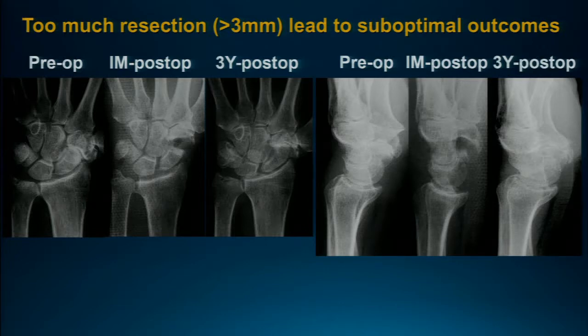But too much resection, more than 3 millimeters, may lead to suboptimal outcomes. Here we can see the X-ray pre-op, immediate post-op, and 3 years post-op. And we can find the recurrence of the STT-OA because of too much reduction at the STT joint.